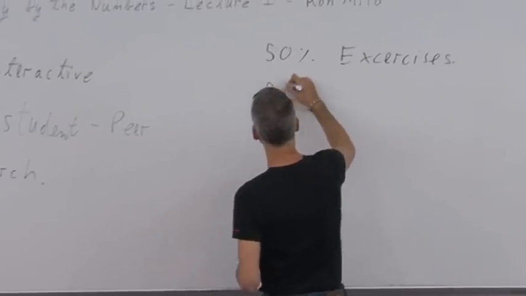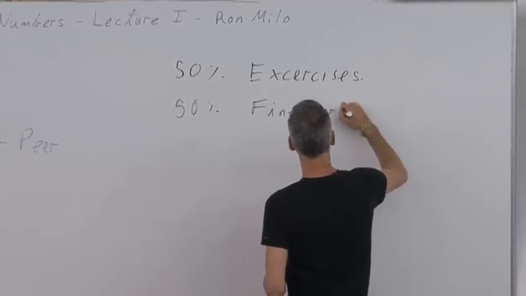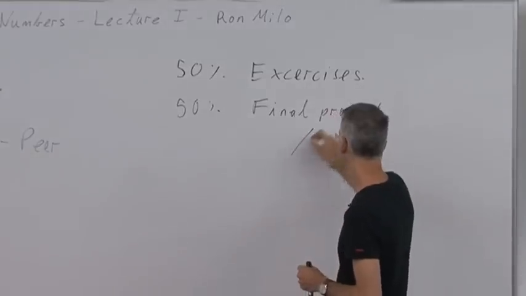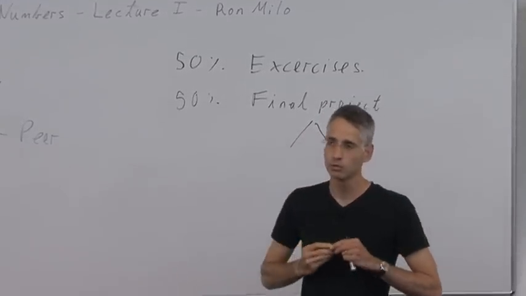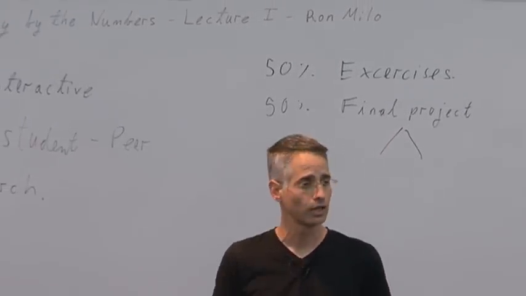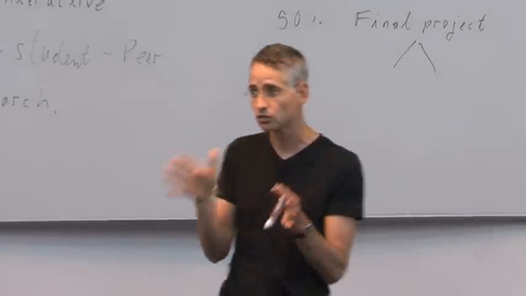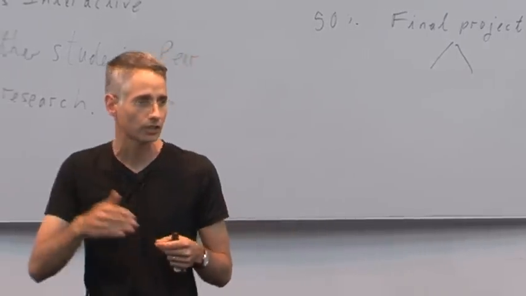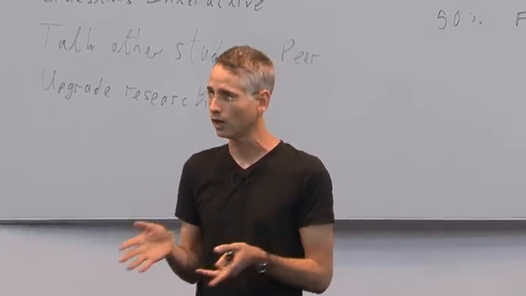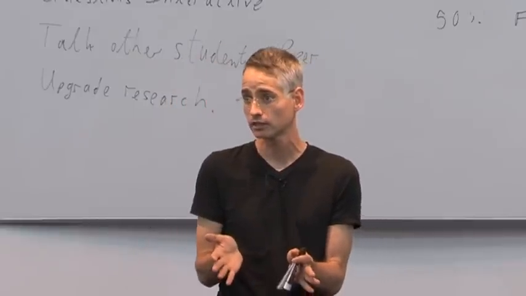And the other 50% would come from the final project. The final project has two parts. You'll be required to choose a subject of interest to you and to do some sort of a quantitative analysis, some sort of a calculation in the spirit of the case studies that you'll be seeing in class quite a few times before that, and to do two things. One would be to present it in front of your peers. In class, it would usually be something like 5 minutes.